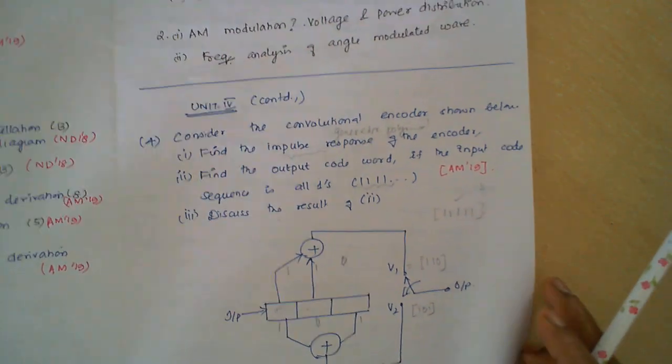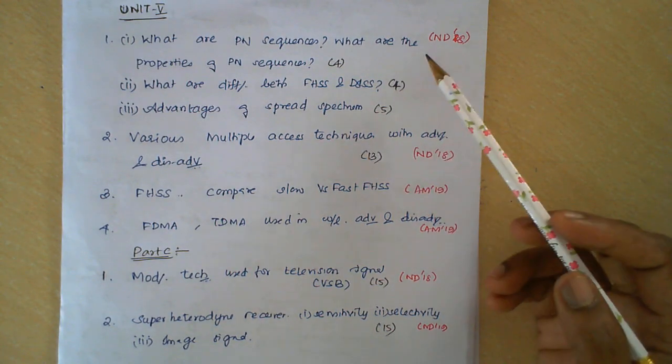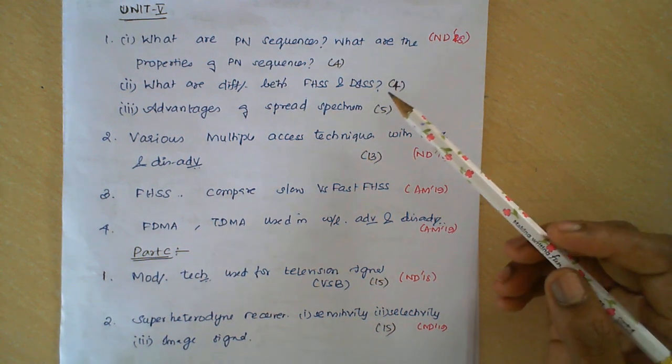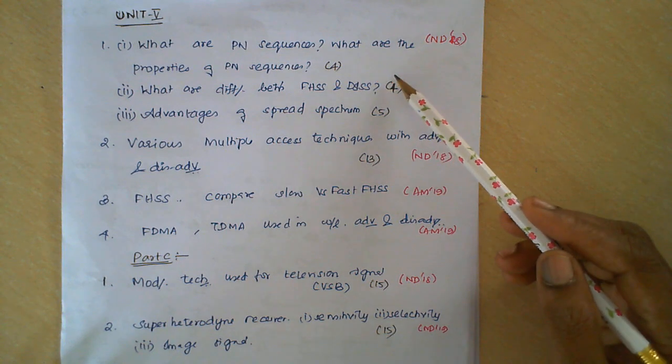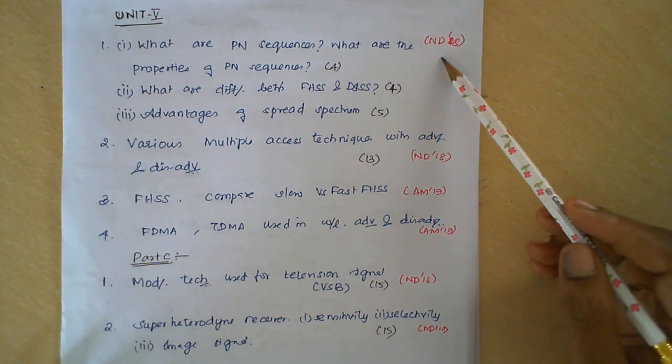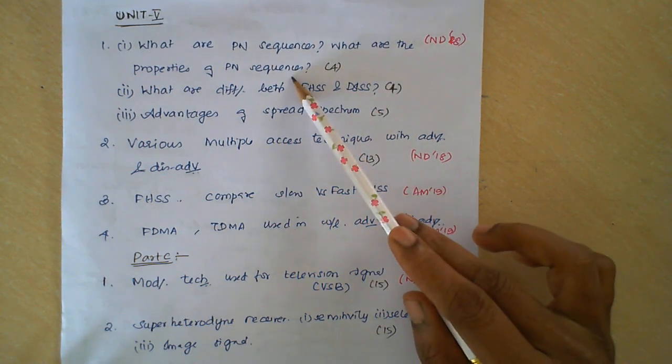And coming under fifth unit, it's a very easy unit and direct questions are asked here. Either they will be asking about direct sequence spread spectrum or frequency hopping spread spectrum. In the November-December 18 paper, they have asked what are PN sequences and what are the properties.